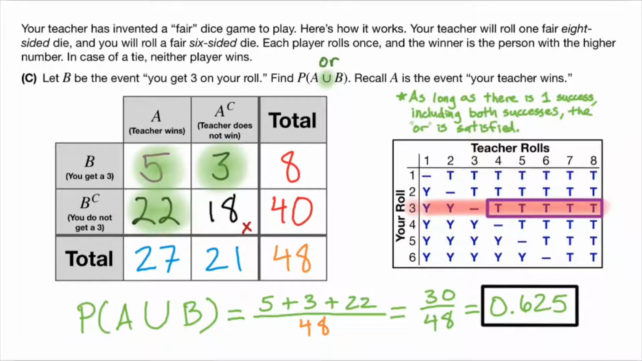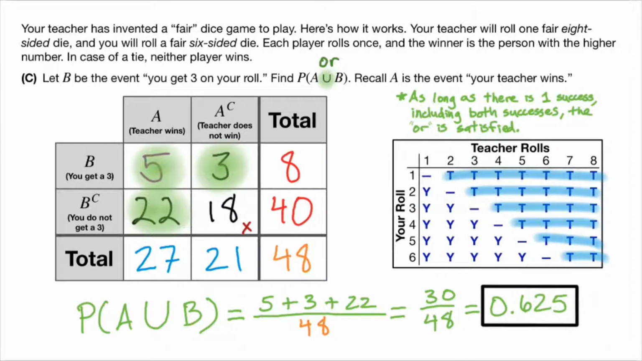Like I said earlier, you actually could have pretty easily answered this question without the two-way table. Remember, there are 27 times when the teacher wins, and here are the times when you roll a 3. So we just need to add up these 3 additional times when you roll a 3, but it wasn't already counted when the teacher won. So that's 27 plus 3, or then 30 over our 48. So that's how we could have actually pretty quickly gotten to the 30 over 48, or 0.625.